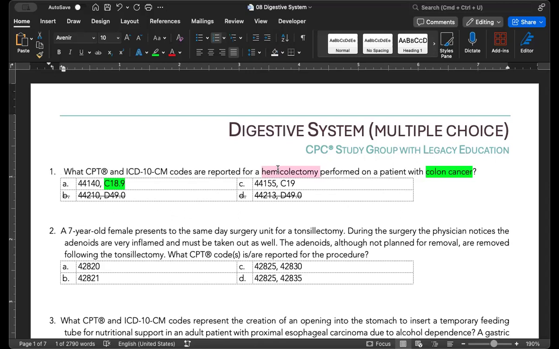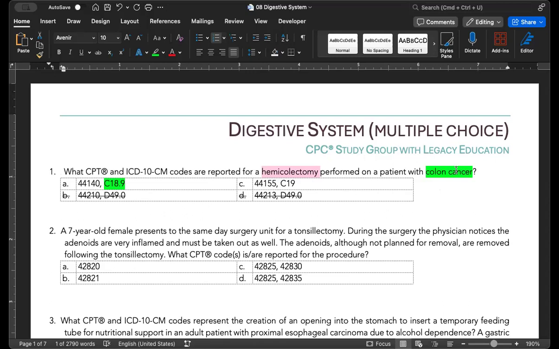I have a question. For testing standpoints, since this says colon cancer, can we just go ahead and rule out the D49s and just look at the C's? So C's is more like cancer. Yes and no. The reason I say yes and no is the majority of your malignancies are going to be C codes. However, there are some, like carcinoma in situ, that are D codes. So depending on the verbiage they use, yes, but be cautious.